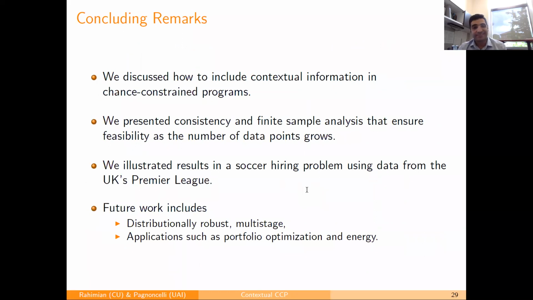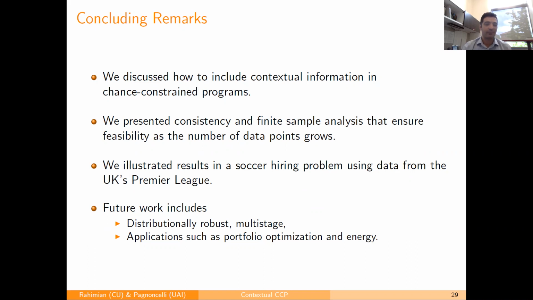All right, with that, I'd like to conclude the talk. I discussed how to include and incorporate contextual information in a chance constraint program. We presented the consistency and finite sample analysis to ensure feasibility as the number of data points grows, by relying on results on large deviation of the random weighted sum of random variables. The results were from UK's Premier League, and I believe the future work in this area is numerous.